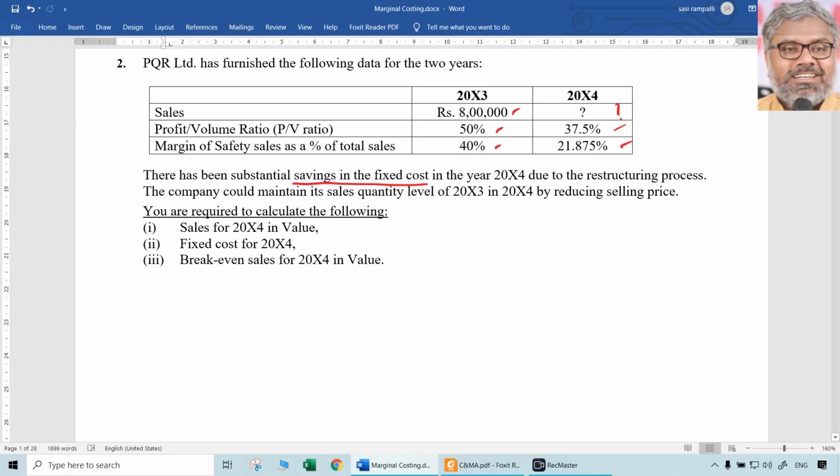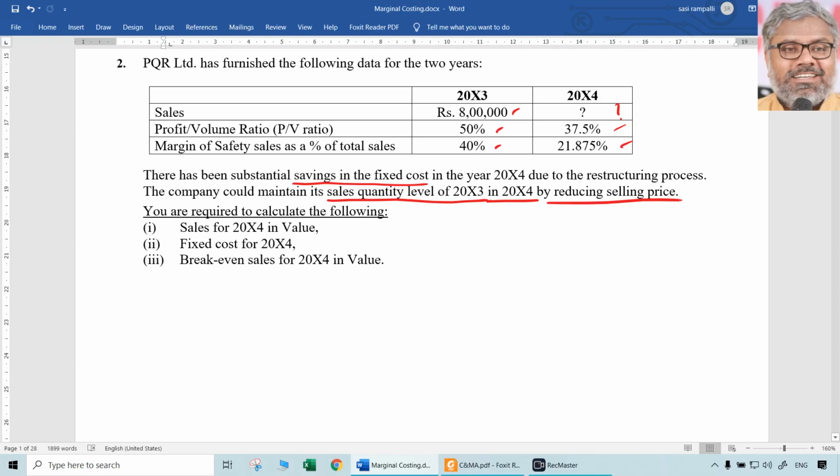But it happened. Due to what? Some restructuring process. That is one piece of information that is given to us. And the company could maintain its sales quantity level of 2000X3 in 2000X4 also by reducing the selling price. How much selling price it reduced, that we don't know. But one thing for sure that is guaranteed is that quantity is the same. Sales quantity level is the same as it was in 2000X3. How much is that? That also we don't know, because we don't know the selling price earlier, and we don't know the selling price in the next year also.